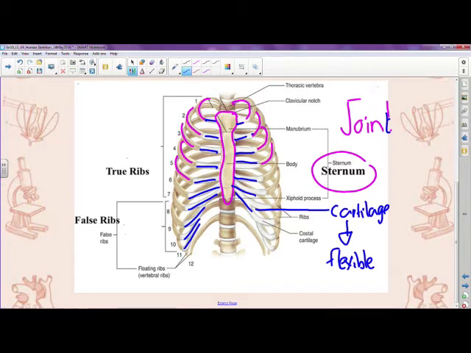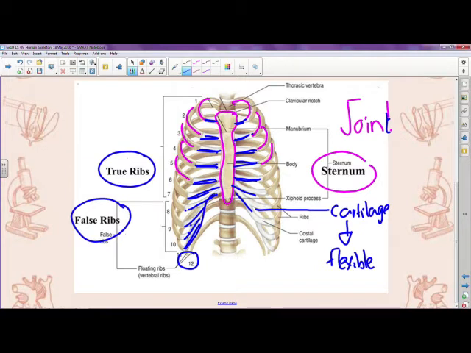Now, you're also going to notice that I have true ribs and I have false ribs. And at the bottom, I have floating ribs. What does that mean? I want you to have a look at the numbers here. If you see my true ribs, each true rib has got its own cartilage. But when we get to ribs number 8, 9, 10, and 11, they all have to share. Sharing is caring, we say. The ribs have to share. So we say they're false because they don't join directly to the sternum. These attach to the sternum, these don't.